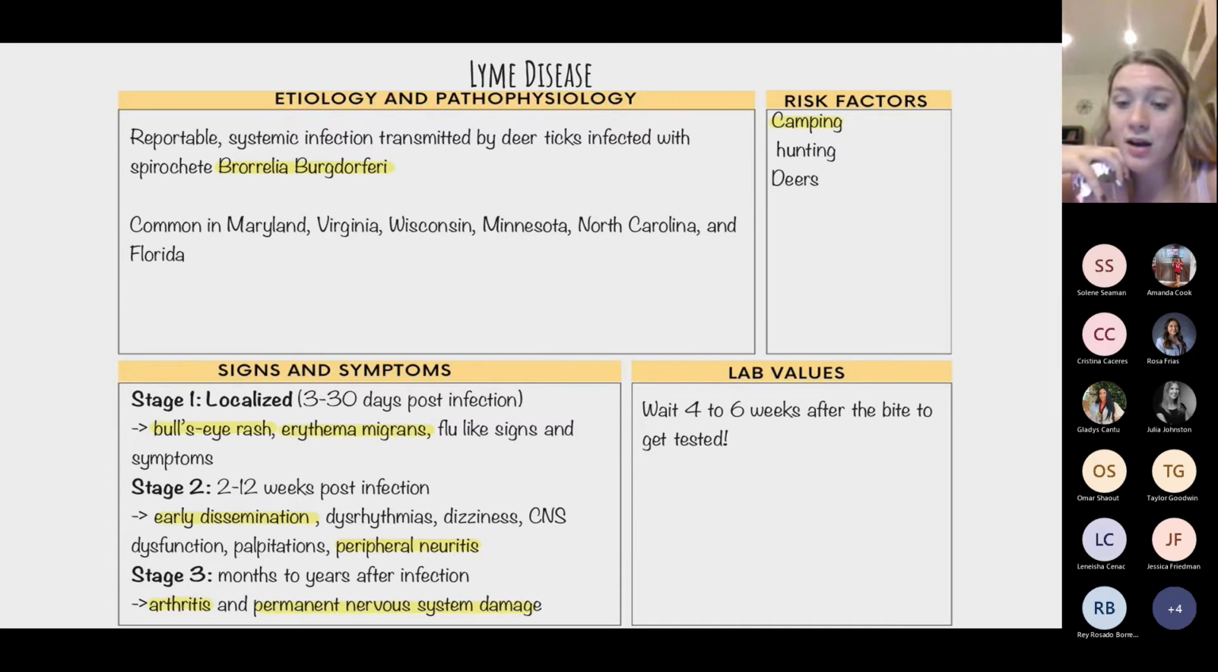This is because you will not show a positive Lyme disease test in a lab until about 4 to 6 weeks after the bite.